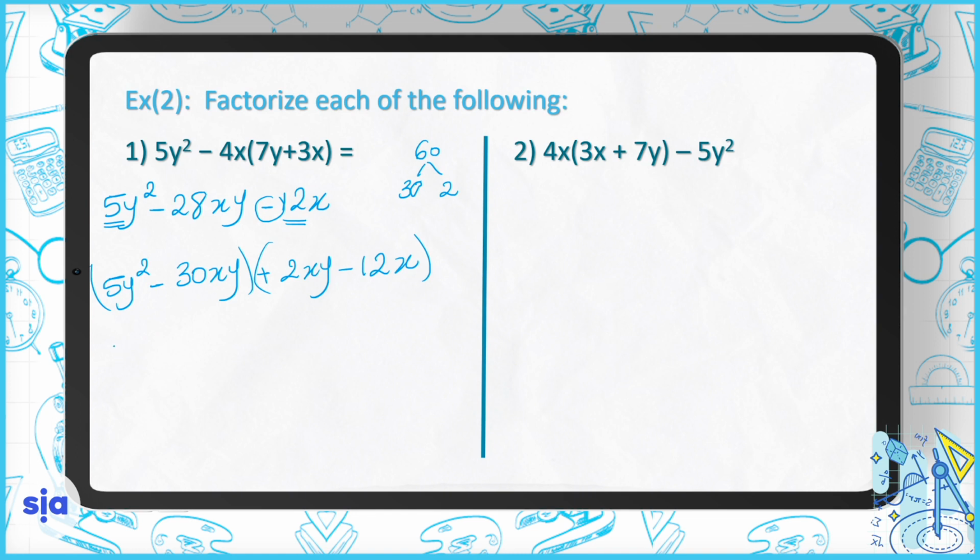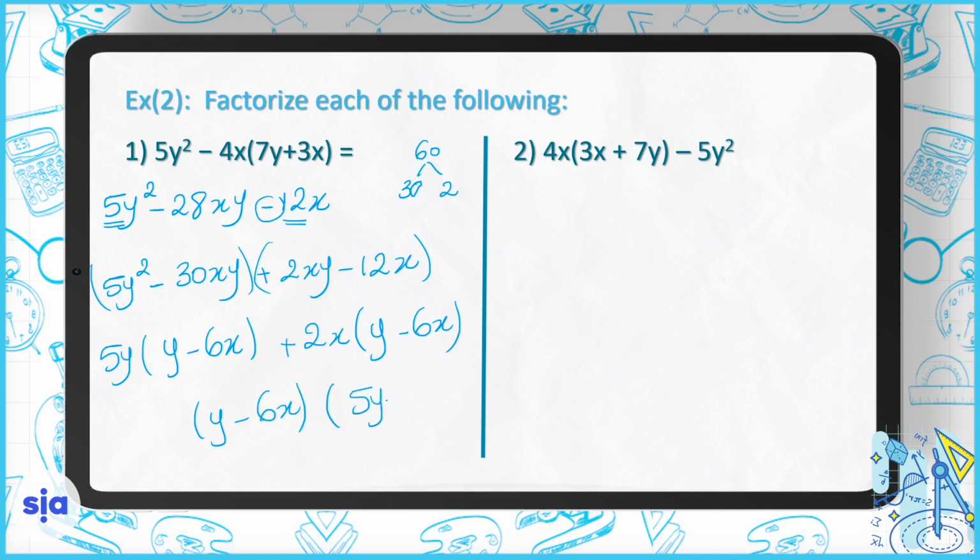We take the common factor here, which is 5y. What's left is y minus 6x. And what's common in here is the 2x. So what's left is y minus 6x. We have a common bracket. It's the y minus 6x.